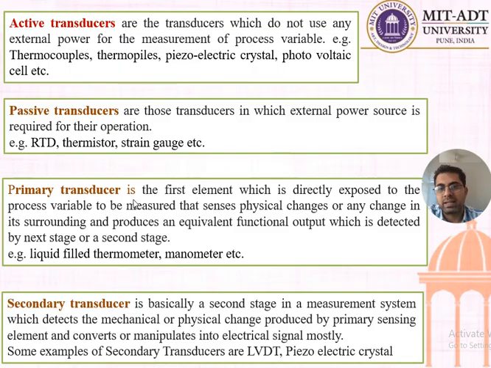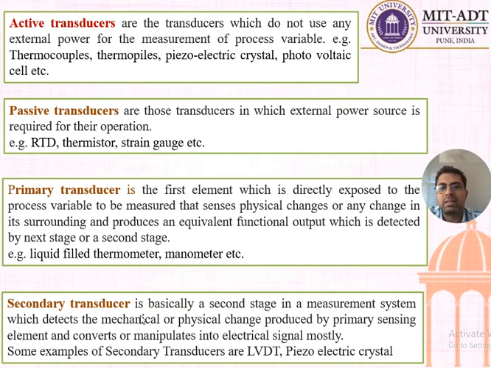Now, what is a primary transducer? The primary transducer is the first element which is directly exposed to the process variable to be measured, that senses the physical changes or any changes in its surroundings and produces an equivalent output, which is detected by the next stage or the second stage. Examples of primary transducers are the liquid filled thermometer or the manometer. Now these transducers are not part of this syllabus, but for the definition, we just remember the word as an example of the primary transducer.